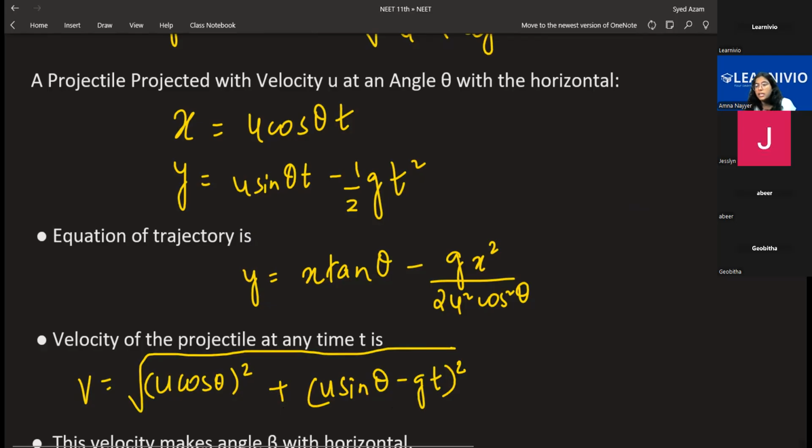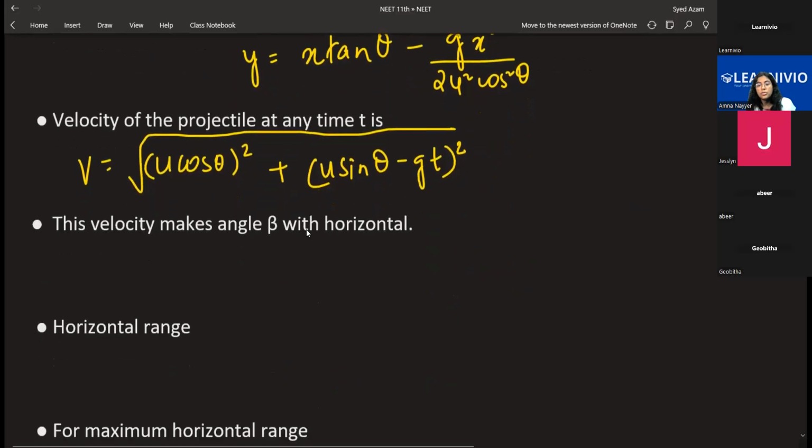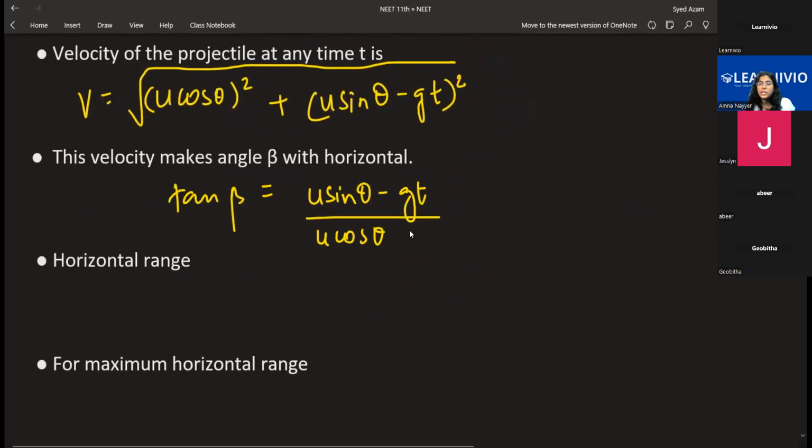Now, if the velocity makes angle beta with the horizontal, when you're writing the tan beta for the direction, straight away your tan beta will be Vy divided by Vx. Here it will be V only because we are calculating the final velocity. So you are going to write u sine theta minus gt divided by u cos theta. Coming to the horizontal range, R is equal to u square sine 2 theta divided by g.